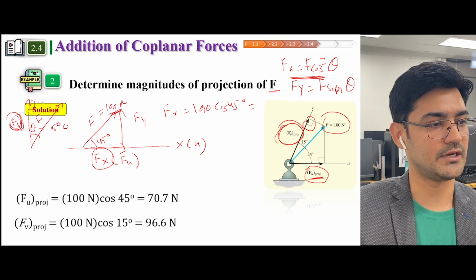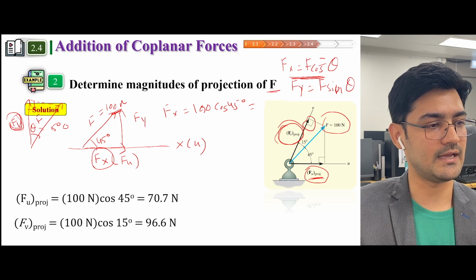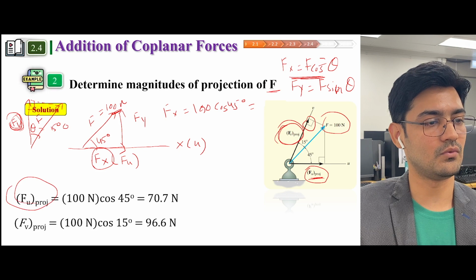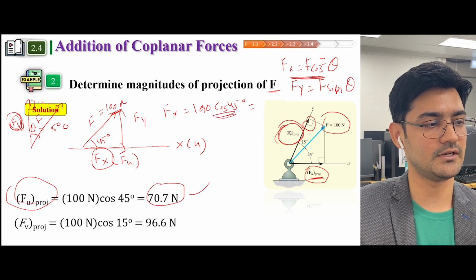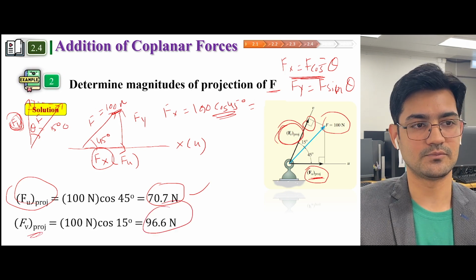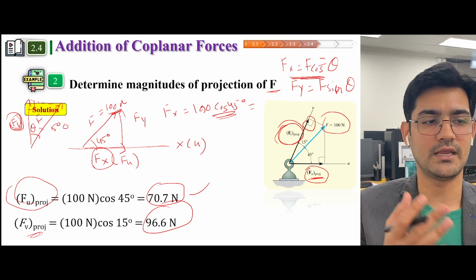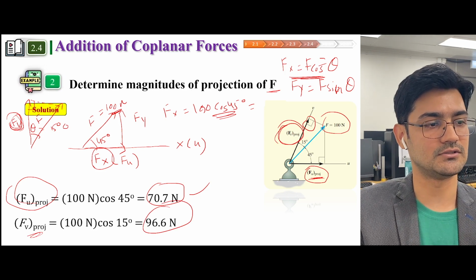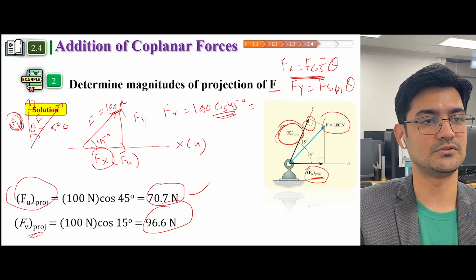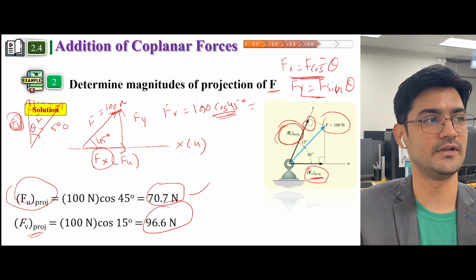So these two formulas are written here. We have f of u equal to 70. If we put the values, we'll get 70.7 Newton. And for this projection, we'll get 96.6 Newton. So that's how we can use these notations, and that's how we can use these formulas to get the resultants or components of a force.